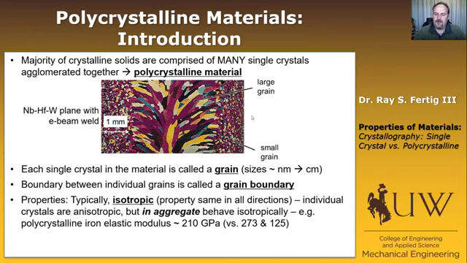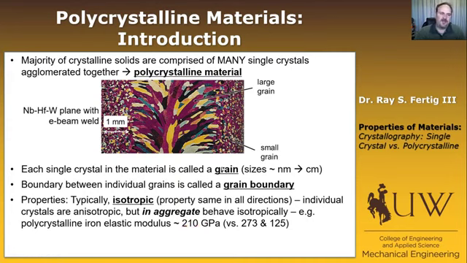So, for example, now go back to our iron example. If you remember, we showed one direction along the diagonal giving us, for iron, a modulus of 273 GPa, and then along the 100 direction was 125. But if you measure the modulus of polycrystalline iron, which would kind of be what your iron bar would be, you'll get a modulus of about 210 GPa.